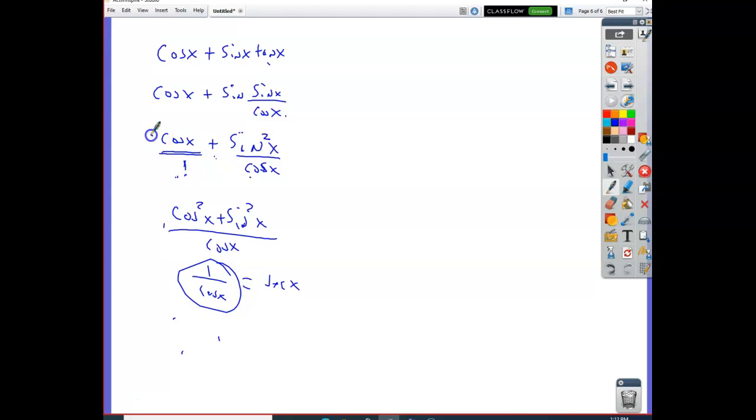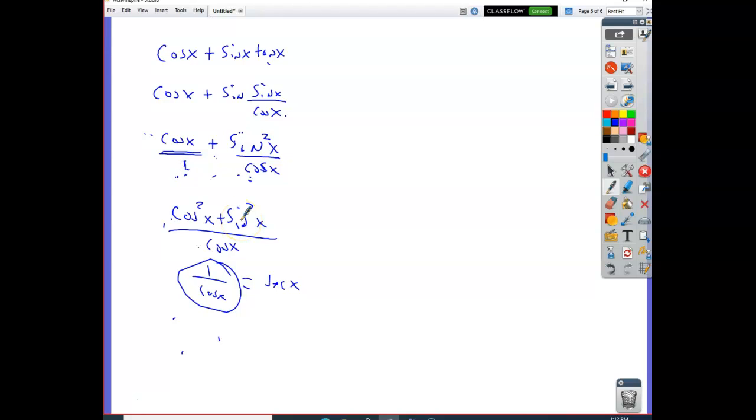When you do that here, you have to do the top as well, correct? So multiply the bottoms, cosine x, cross the tops. Cosine times cosine is cosine squared. And then 1 times sine squared, sine squared.